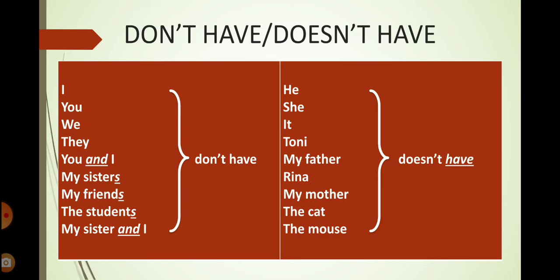Tony doesn't have. My father doesn't have. Rina doesn't have. Example, Rina doesn't have a bad score. Okay? My mother doesn't have. The cat doesn't have. The cat doesn't have short tail. Get it? So for the negative one, don't use has anymore, but you have to use doesn't have. Okay, remember, he doesn't have, she doesn't have, it doesn't have, Tony doesn't have. Get it? Yes, I'm sure that all of you have understood about it.